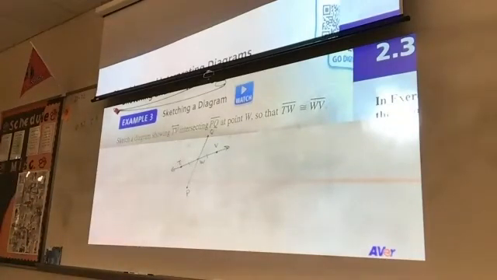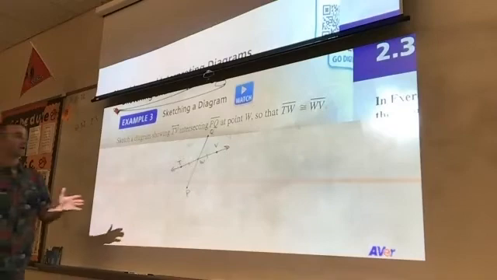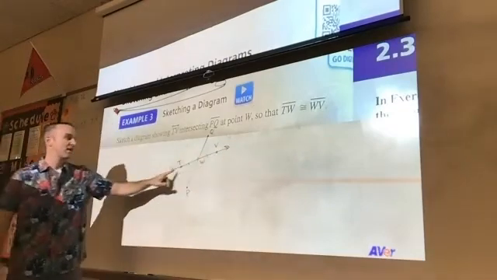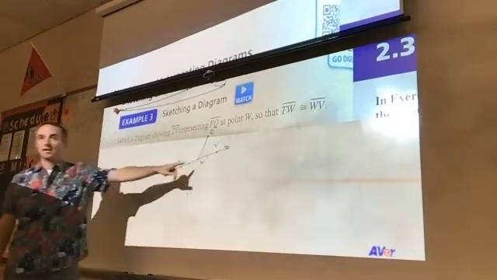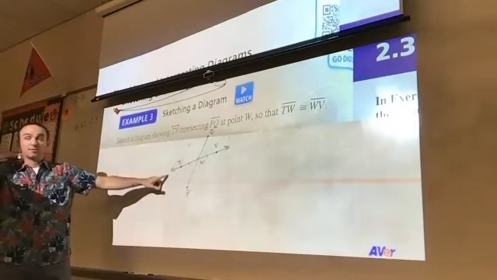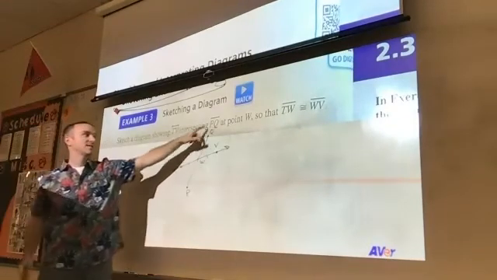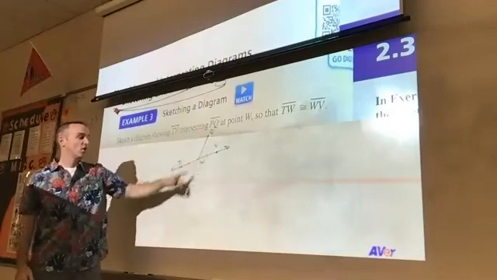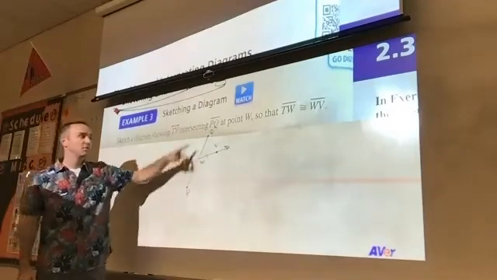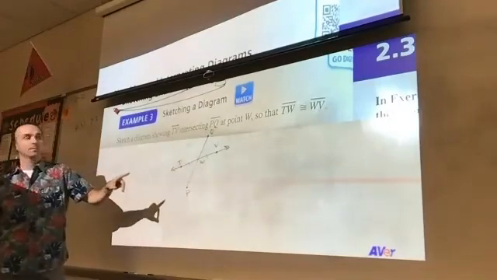Here we go. So a couple things to point out. Yours should look something like this. The line TV has to be a line, so you have to have arrows on the ends of TV, because it is a line that we're talking about. It is a segment PQ, so no arrows on P and Q. P and Q should be the endpoints.